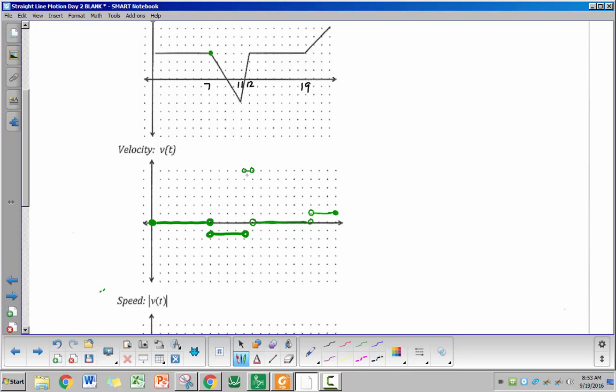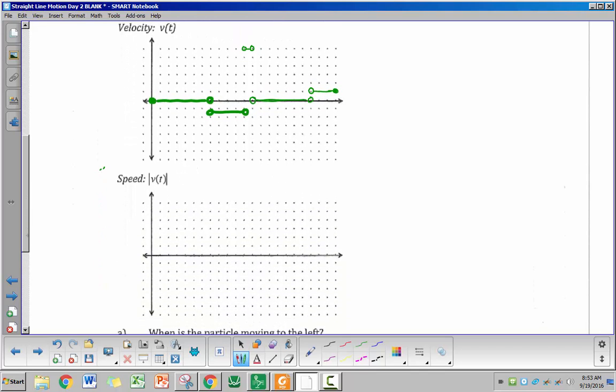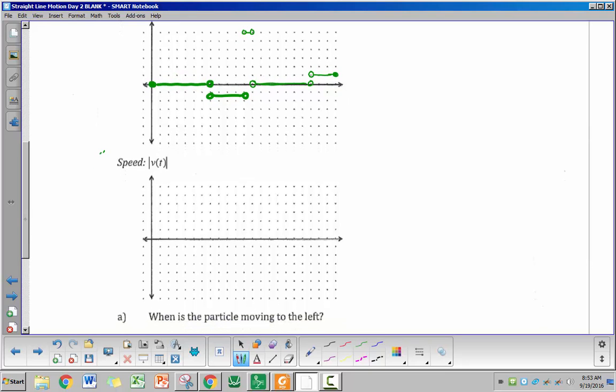Remember, the slopes to the position function are the velocities, okay? What about speed? Remember, what did we say speed was? Absolute value. Right, so what do I have to do to these? Just move the negative 1. Move the negative 1 up to the positive location, but other than that, they're going to be the exact same.